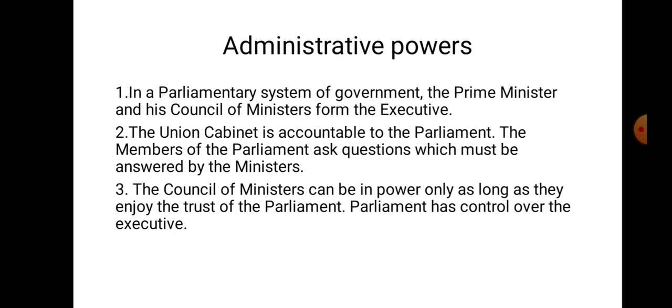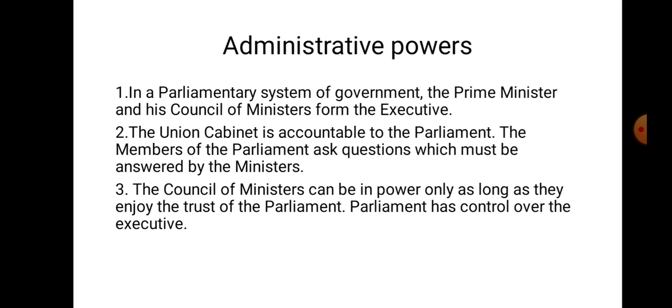So now let us see the second power, that is administrative powers. In the Indian parliamentary system of government, as I said, the Prime Minister and his Council of Ministers form the executive. They will implement or execute the laws made by the legislature, and the Union Cabinet is accountable. Accountable means answerable to the parliament.